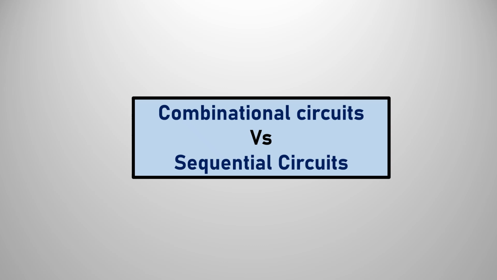We will understand the difference between combinational circuits and sequential circuits. So far we have explored various combinational circuits like adder, subtractor, multiplexer, decoder and encoders. But now it's time to move forward. This video is a bridge to sequential logic, where memory and timing matter. Let's begin and compare them to understand flip-flops and sequential circuits. So let's get started.